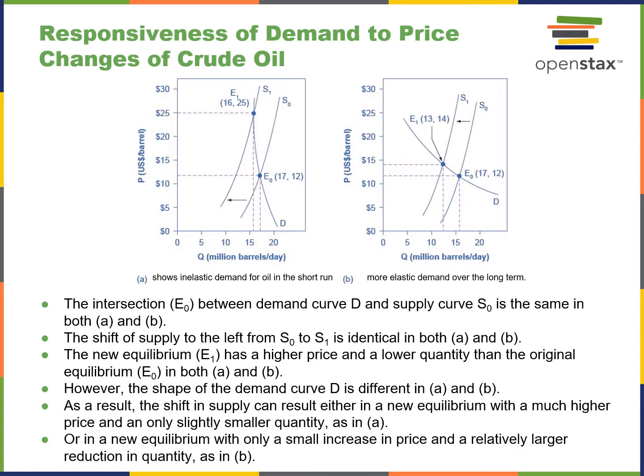Okay, this is an illustration of the responsiveness of demand to price changes in crude oil. So graph A shows inelastic demand for oil in the short run. So this is your demand curve here. So the change in equilibrium, from about $12 to 25, really not much change in the quantity demanded down here.